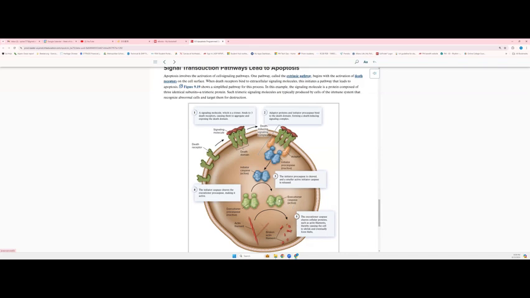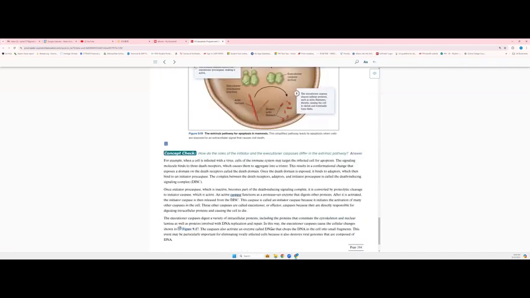This is the active form. And then this executioner caspase will cleave cellular proteins. For example, it will cut the actin filaments, and then the cell will shrink, and eventually it will die. That's the process, how it happens.